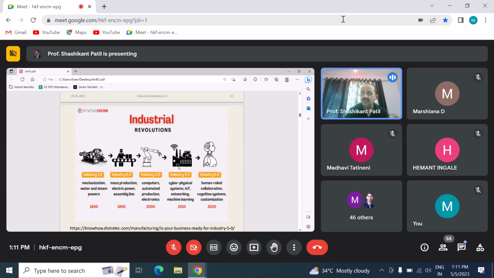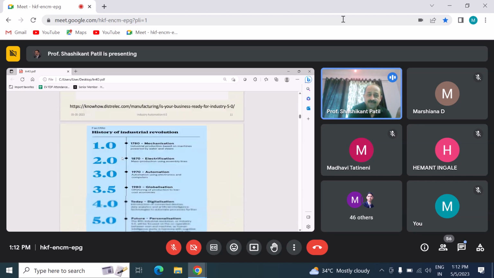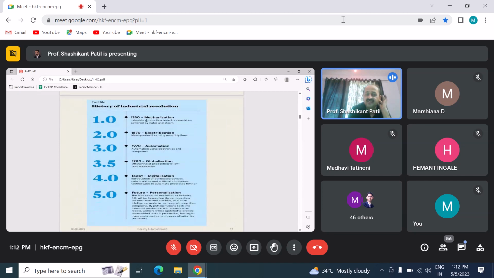So human being is at the center. Okay, so this is one more slide that explains the industrial revolution so far. If you see the history of industrial revolutions, and refer to different literatures, you will get more or less different information. But we can say it started in 1780, that is mechanization.